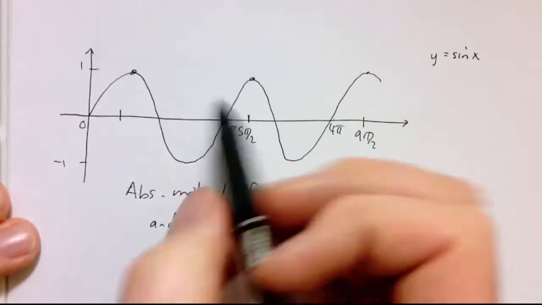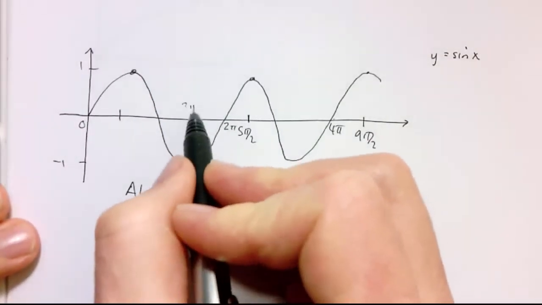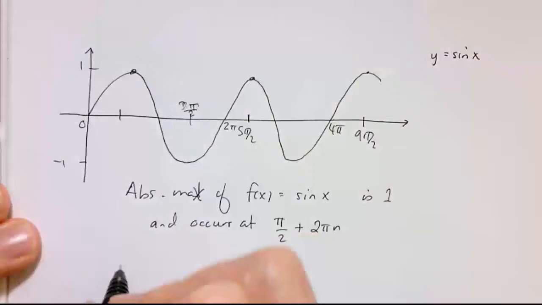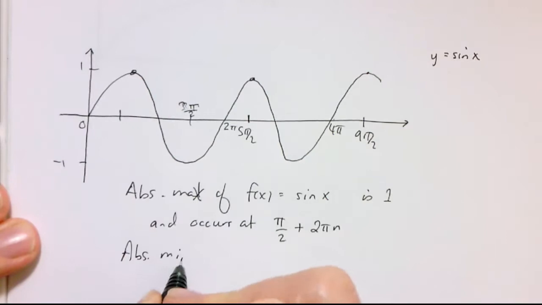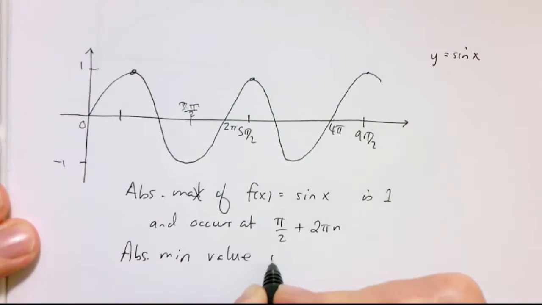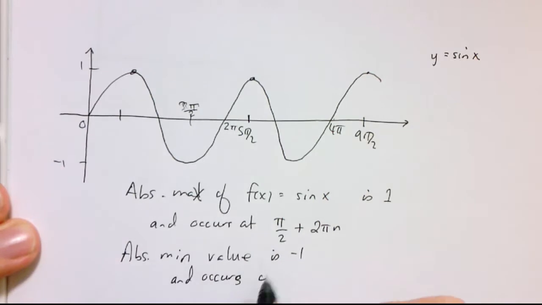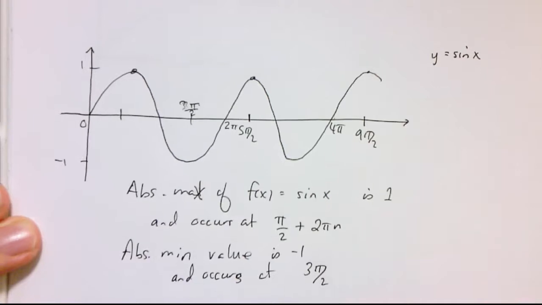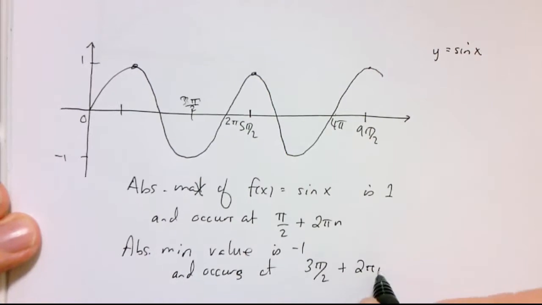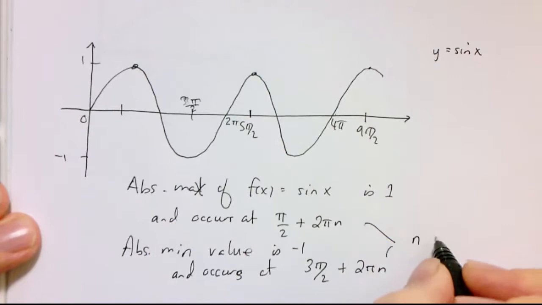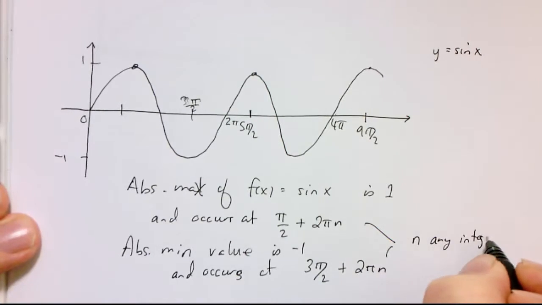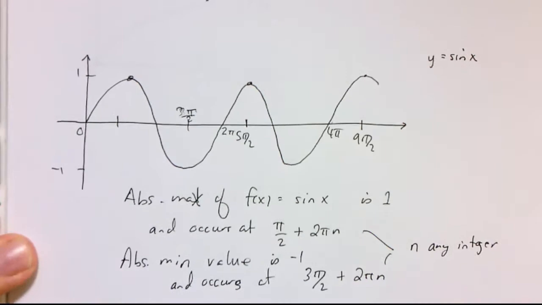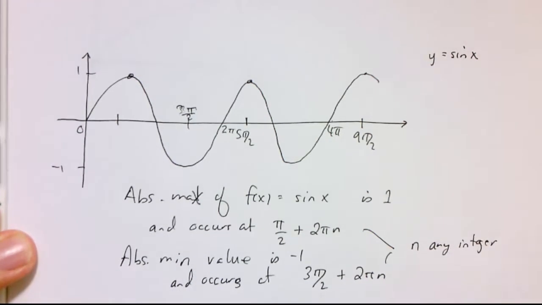The absolute minimum value is at 3 pi over 2, but that's not the only one. And it occurs at 3 pi over 2 plus any multiple of 2 pi. Now this multiple here can be a negative multiple as well. So that's what an absolute max or min is. Right. When we talk about the absolute max or min, we're talking about the largest or smallest value that the function can take on its entire domain.